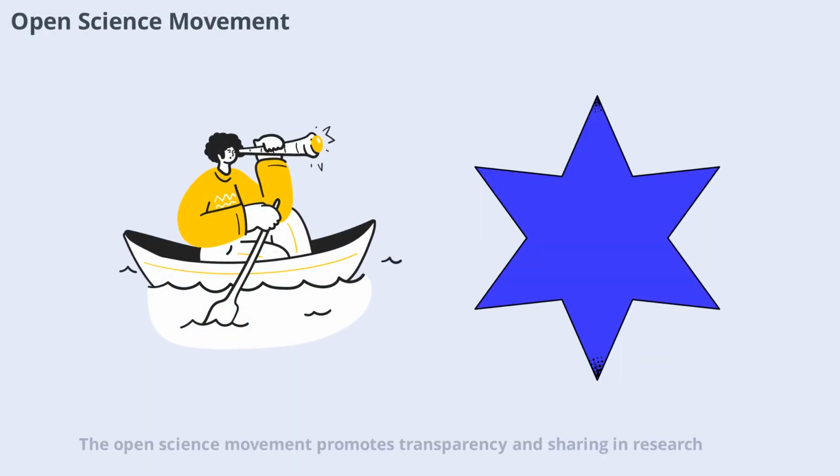The open science movement promotes transparency and sharing in research. By making data, methods, and findings accessible, researchers can build on each other's work and test hypotheses more efficiently. Open science fosters collaboration and accelerates progress in medical research.